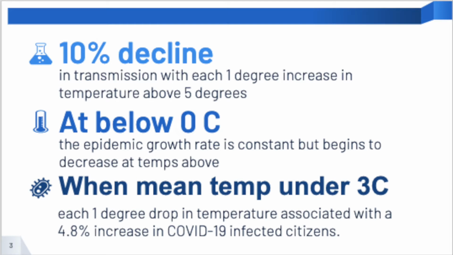Celsius. Also, at a temperature below 0 degrees Celsius, the epidemic growth rate is constant but begins to decrease at temperatures above. And when mean temperature was under 3 degrees Celsius, each 1 degree drop in temperature was associated with a 4.8 increase in COVID-19 infected citizens.